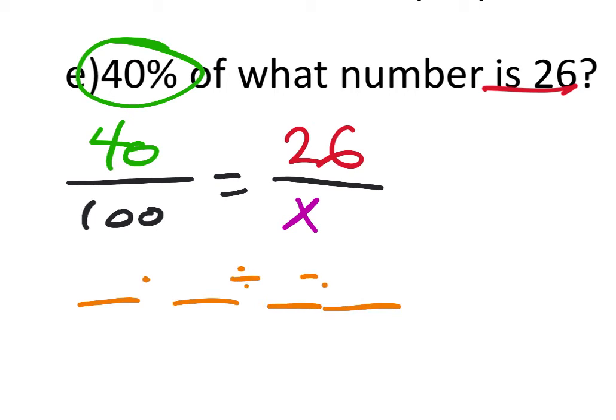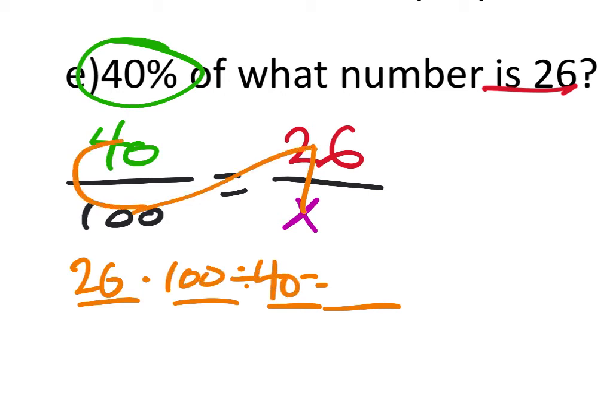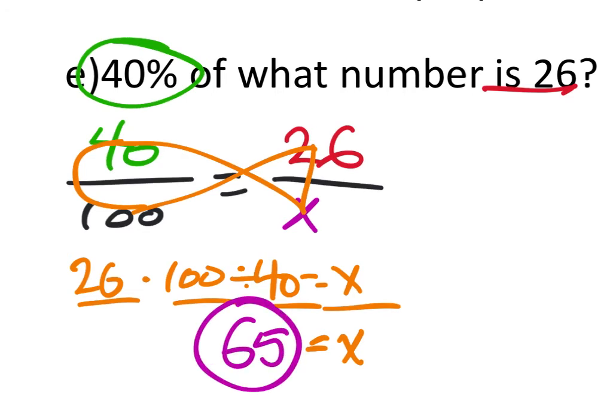We have 4 values. Multiply, divide, and equals. So I'd start from the x, go up to the 26, cross down to the 100, bring it back up to 40, and an x. And of course this is nice because I can just type this directly into the calculator: 26 times 100 divided by 40, 65. So 40% of 65 is 26.